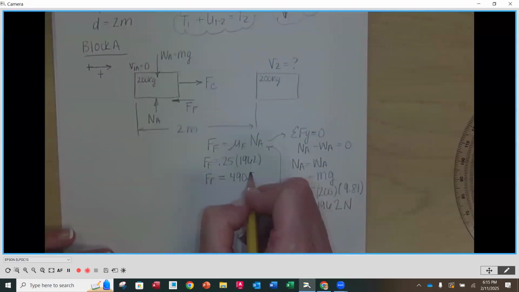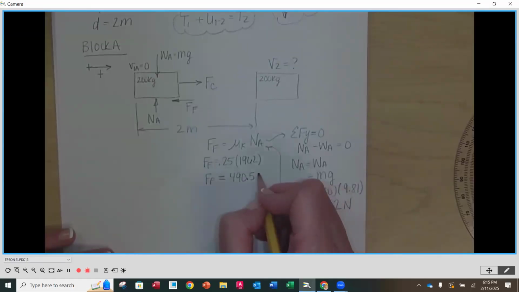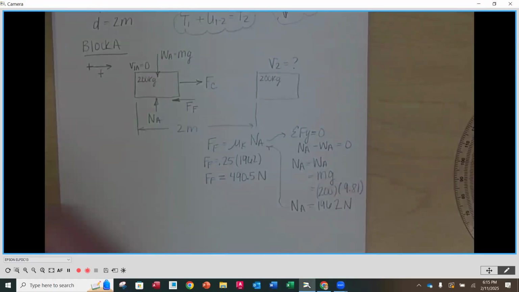490. I'm going to go with 0.5. That's what I had on my paper too. I kind of held that extra decimal place for a little bit more accuracy inside here. So that's going to be my friction force.